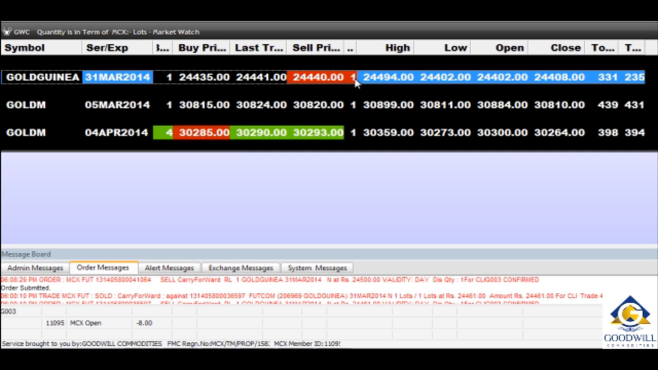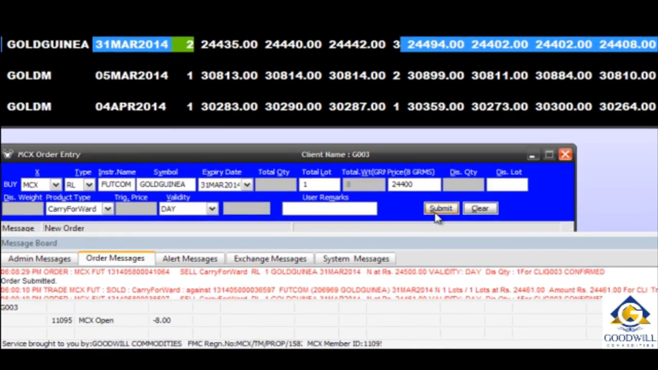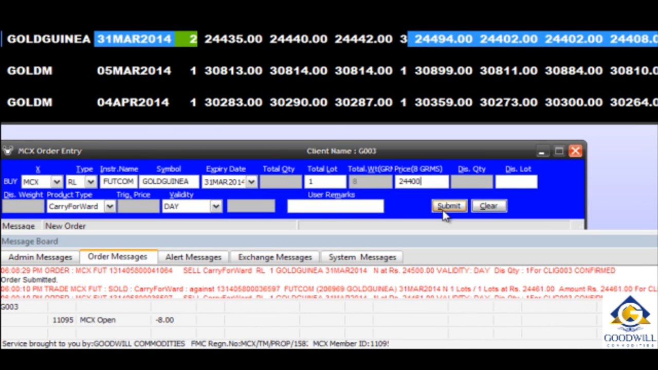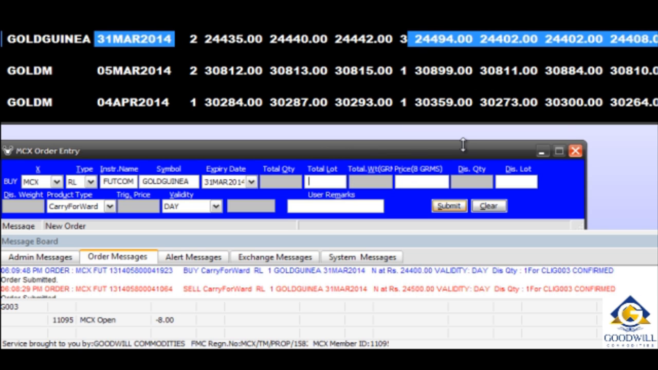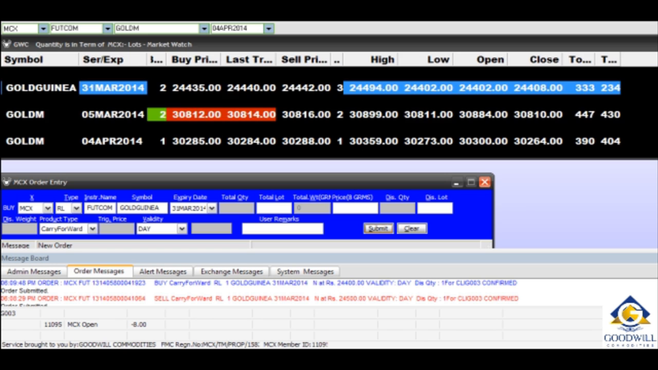For example, I want to purchase something. So take this case. I want to buy gold guinea, not at this price, at 24,400. So what I am doing, because I am limiting my order. I don't want my order to be executed at some other price. I want my order to be executed exactly at the price at which I want my order to be executed. So if I am placing submit, and you can see my order is in queue. If I press F3, I can see everything is in pending. So this is called a limit order.